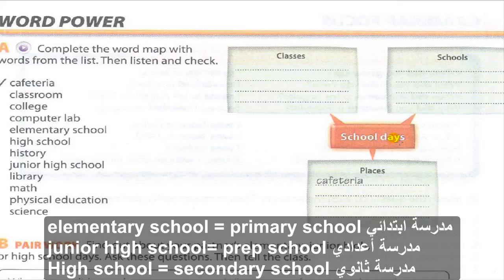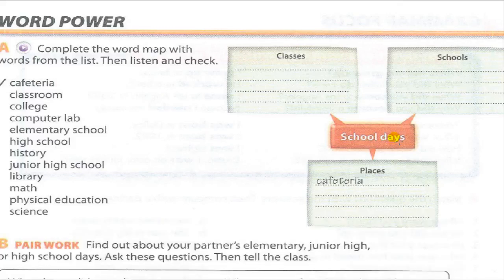Let's get number 1. Okay. What about classes, the subjects? We have here for classes, but we can have history, math, science, physical education. So classes: history, math, physical education, science. Schools, we have college, elementary school, high school, junior high school. In order: elementary school, junior high school, college.